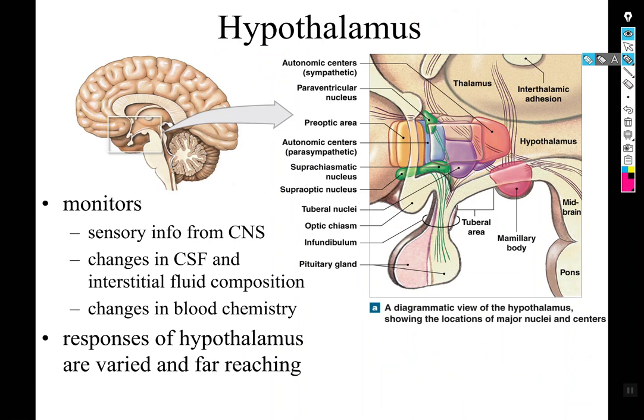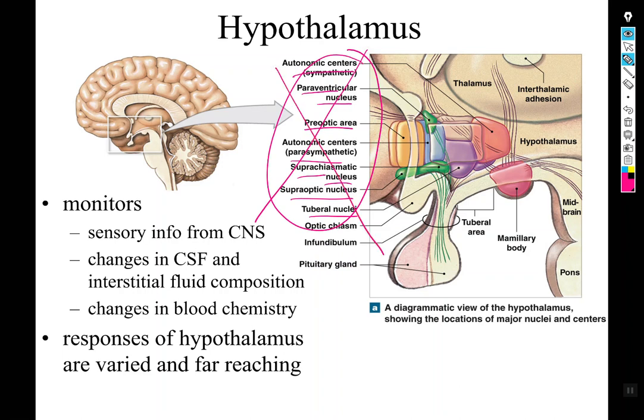Similarly, the chemistry of the blood is also monitored here. Because the hypothalamus has robust access to the blood supply due to its role in the endocrine system. So notice there are a lot of nuclei in the hypothalamus. Well, the pituitary gland is not a hypothalamic nucleus, but you get the idea. So I don't expect you to memorize all of these.